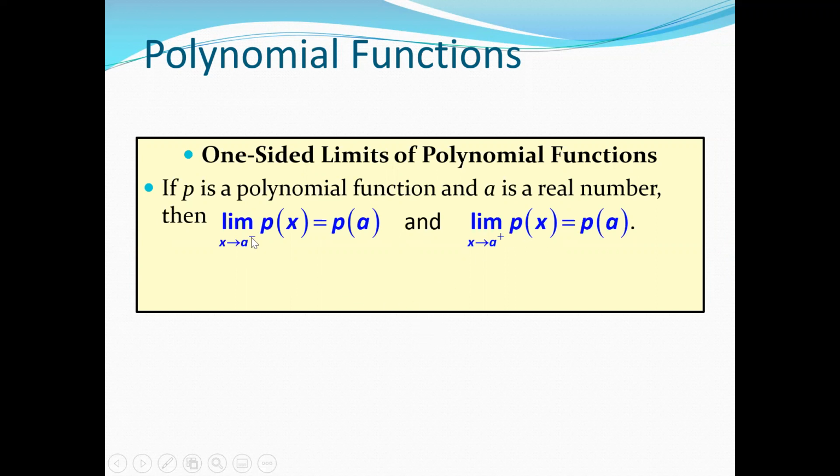Now the negative here means from the left. So here we say we have the limit of p(x) as x approaches a from the left. The answer will be p(a). Same thing, the limit of p(x) as x approaches a from the right, the answer also will be p(a). So if we are finding the limit of a polynomial function, we are not concerned whether the value is approaching from left or right because the answer will be the same.